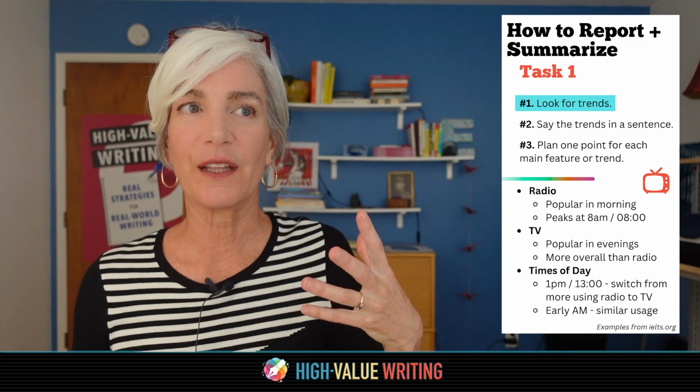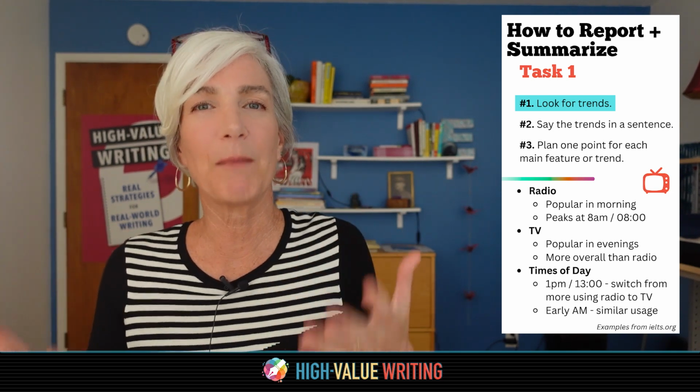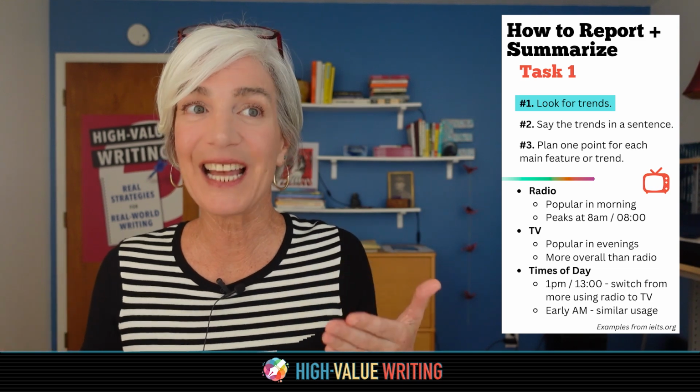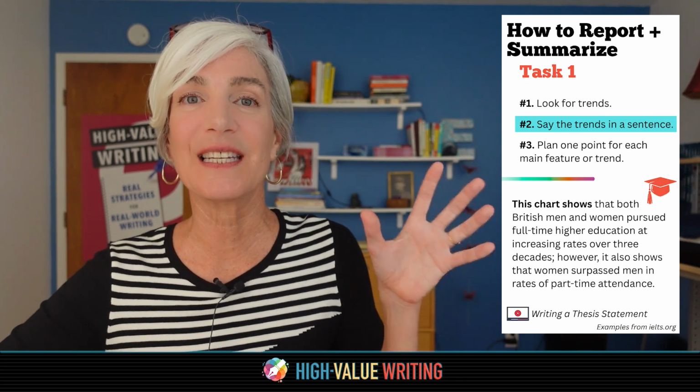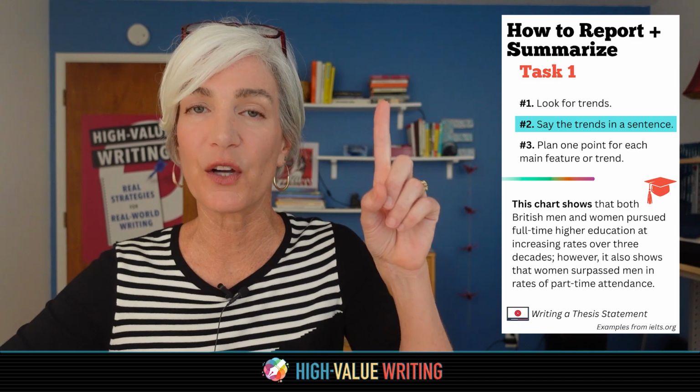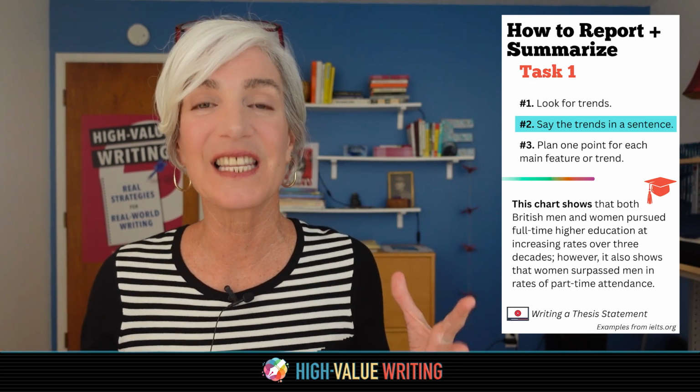And now I'm starting to think, how will I put them into a sentence to show, here's my main point. Here's my main answer about what I see happening in this visual. So I'm saying the trends in a sentence. This is kind of similar to writing a thesis statement. So here's a review on that. But what I've done is taken the men and women, the part-time and full-time, and the decades, and put it all into 1 to 2 sentences saying my main point.